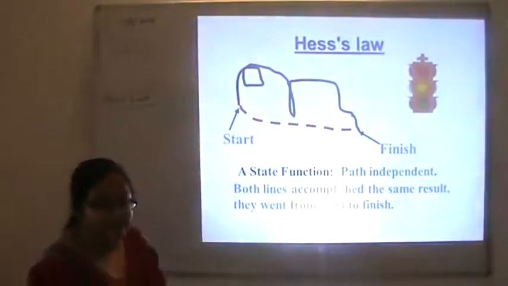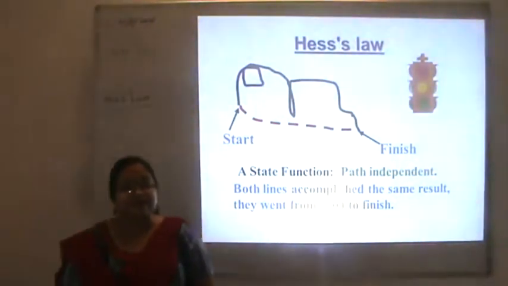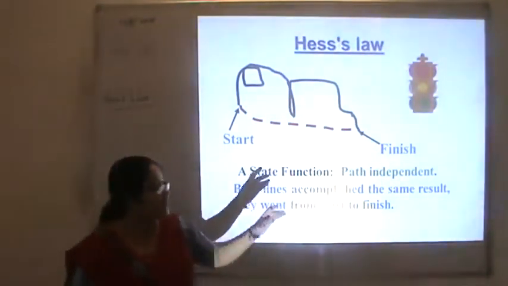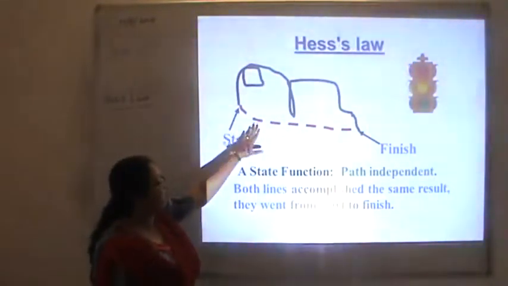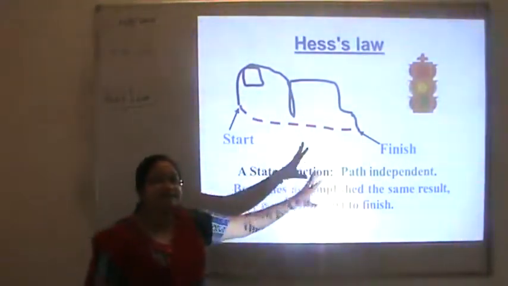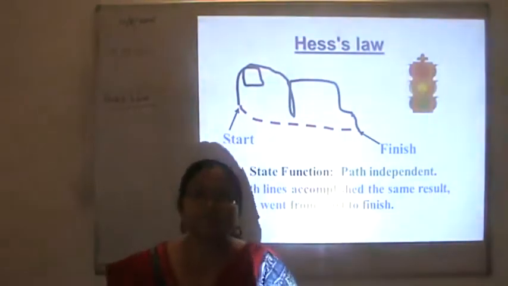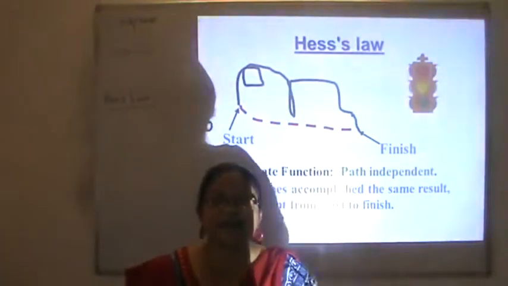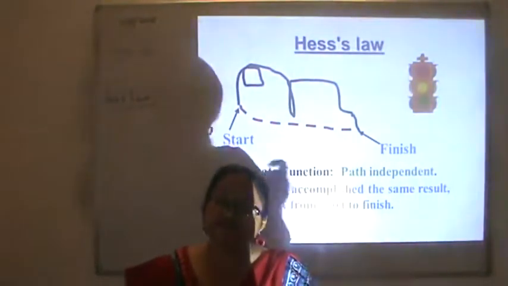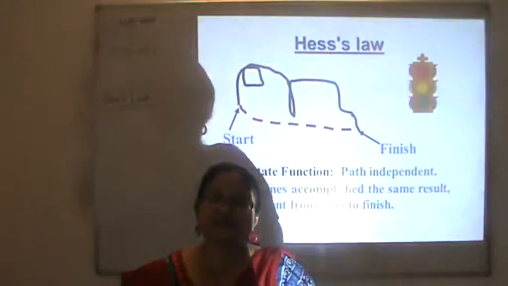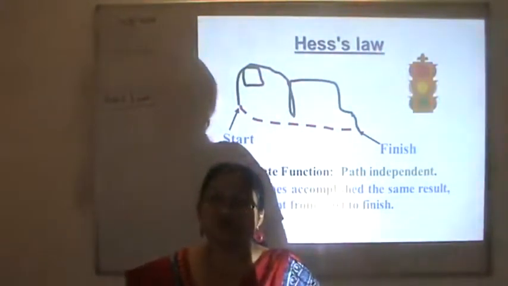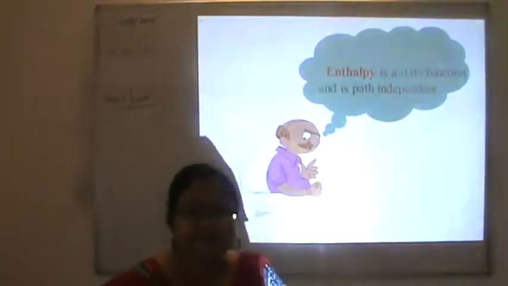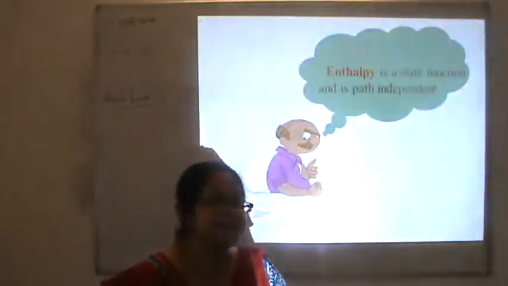Both lines accomplished the same result. They went from start to finish. So a state function implies a function which is path independent. The examples are internal energy, enthalpy, entropy, Gibbs free energy, and Helmholtz free energy. All are state functions. So enthalpy is a state function and path independent.